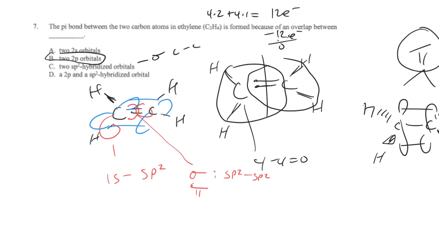And then a 2p and an sp2 hybridized orbital overlapping is just kind of nonsense. So this is just not a sensible orbital. So 2p orbitals overlapping make the pi bond. The sp2 overlap makes the sigma.